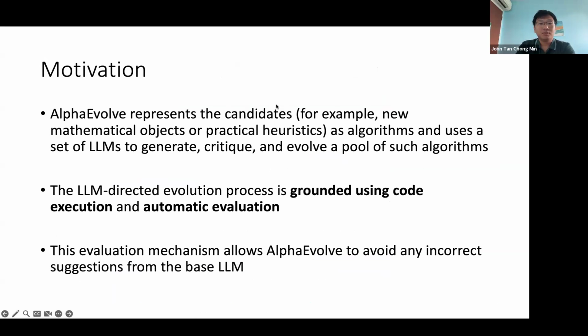So this is the motivation for the paper. So the paper is like this. You want to represent the candidates as algorithms, use LLMs to generate, critique, evolve. And the idea is you generate using code execution and automatic evaluation. So you use an objective evaluation because it's very, very important for improving the solutions.